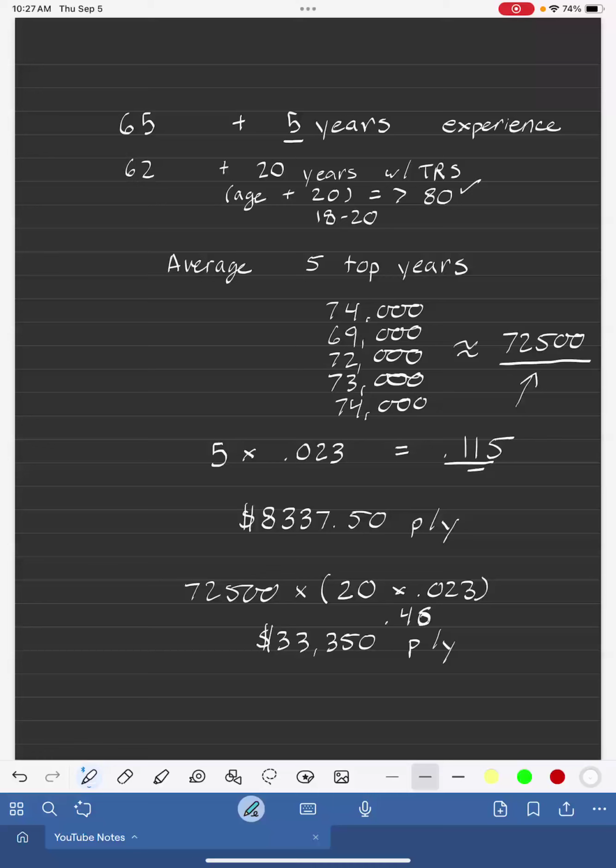So in order to actually get what would be the average of your full salary, you have to have about 40 years within TRS. 40 years within TRS.